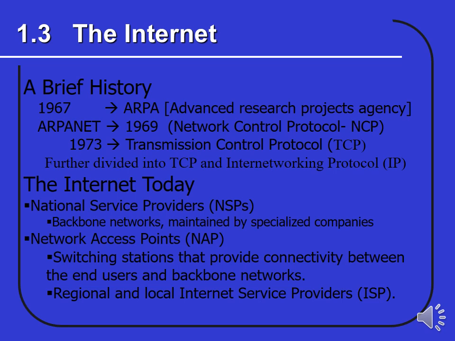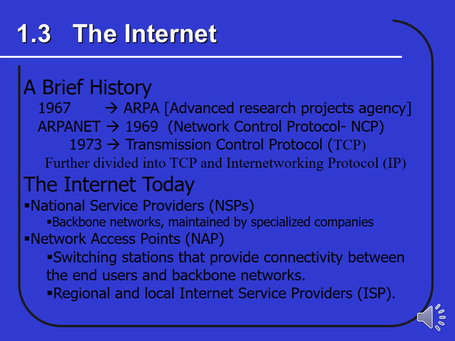Then we have the internet, that is a brief history. It started in 1967, that is ARPA, Advanced Research Projects Agency. ARPANET 1969, Network Control Protocol, NCP. In 73, Transmission Control Protocol came, that is TCP. It was further divided into TCP and IP, that is Internet Protocol.